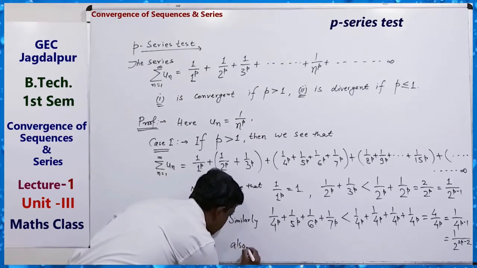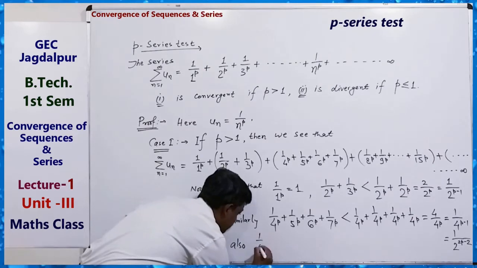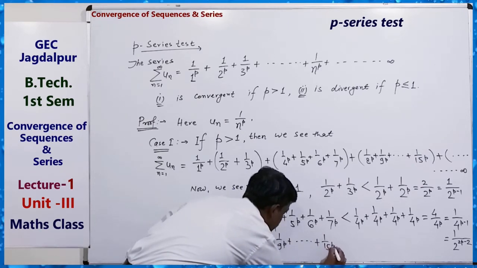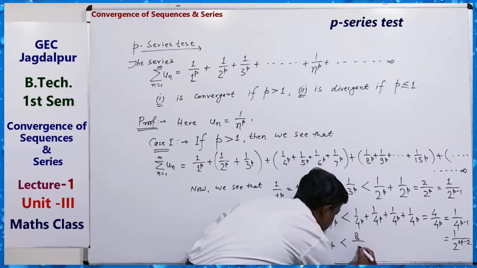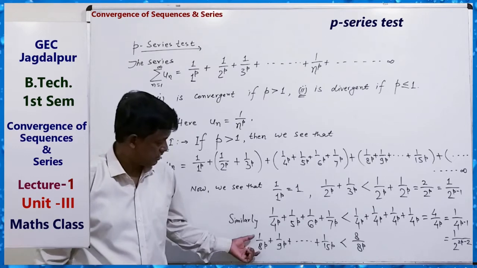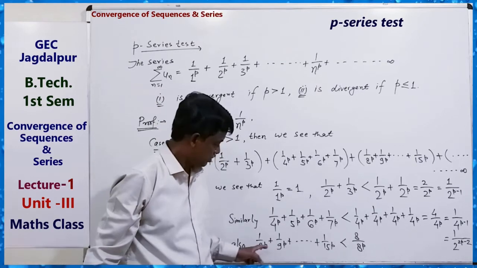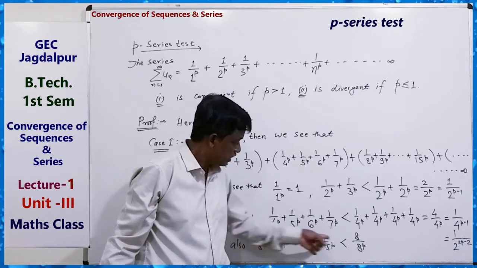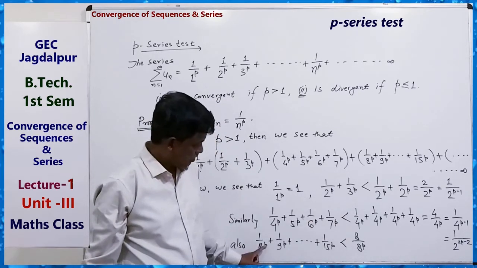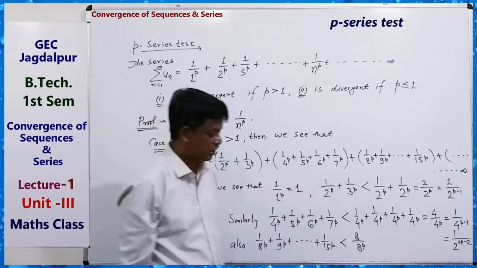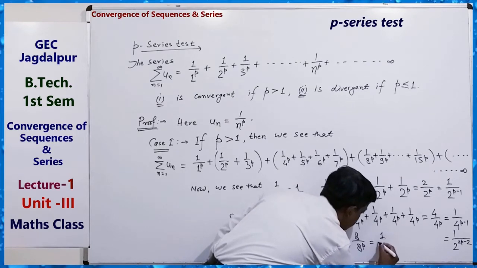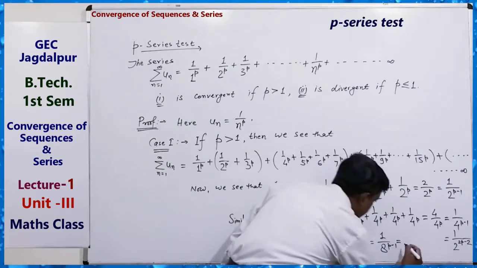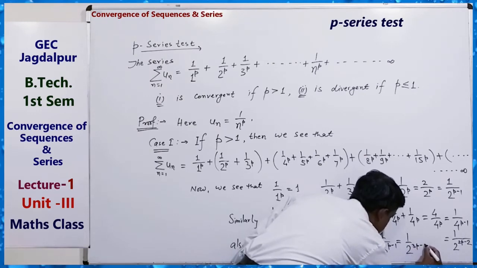Also, 1 by 8 power p, 1 by 9 power p, up to 1 by 15 power p is less than 8 upon 8 to the power p, as 8 terms are there and we can write 1 by 8 to the power p in each place. Just a similar process: this is less than 8 by 8 to the power p, which can be written as 1 upon 8 to the power p minus 1, and with 8 as 2 power 3, it is 1 upon 2 power 3p minus 3.